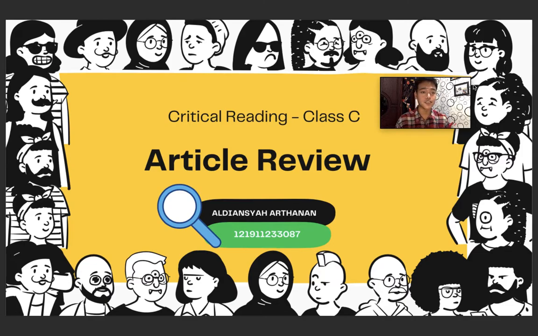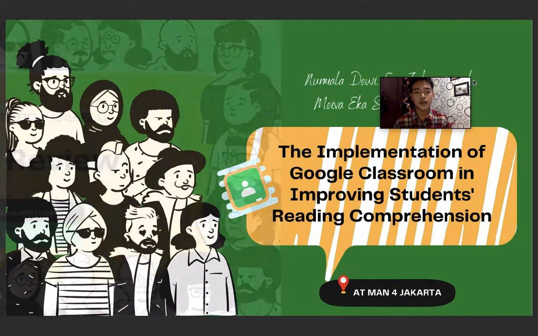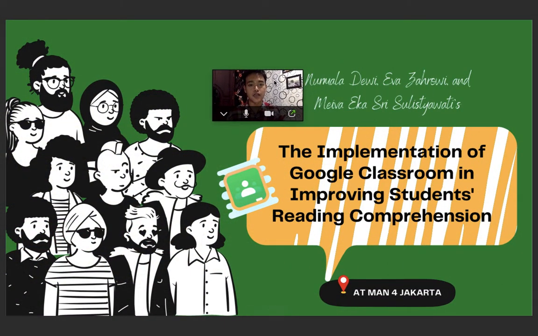My name is Arthanan and my student number ends with the digits 087. At this stage, I would like to explain my chosen article review, to fulfill my critical reading class assignment. My chosen topic is Nurmala Dewi, Eva Zarawi, and Meva Eka Sri Sulistiawati's The Implementation of Google Classroom in Improving Students' Reading Comprehension at MAN 4 Jakarta.